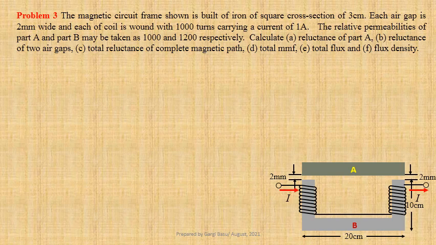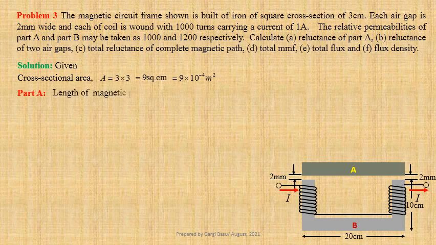Let us first write down the given data. Cross-sectional area of the core A equals 3 into 3, that is equal to 9 square centimeters, that is equal to 9 into 10 to the power minus 4 meter square. For part A, given mean length of magnetic path LA equals 20 minus 3, that is equal to 17 centimeters, that is equal to 0.17 meter. Relative permeability mu Ra equals 1000.